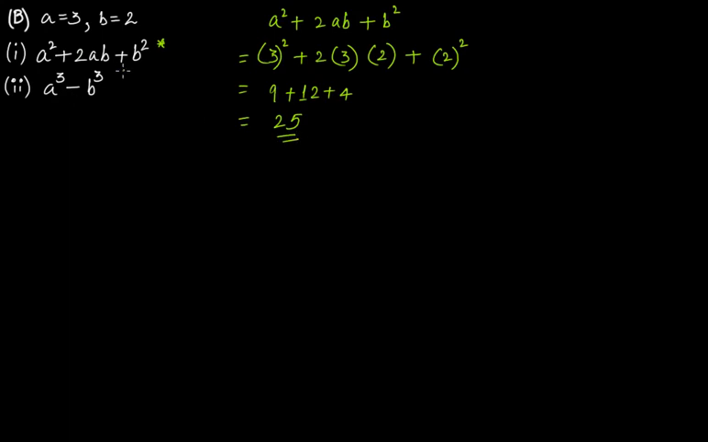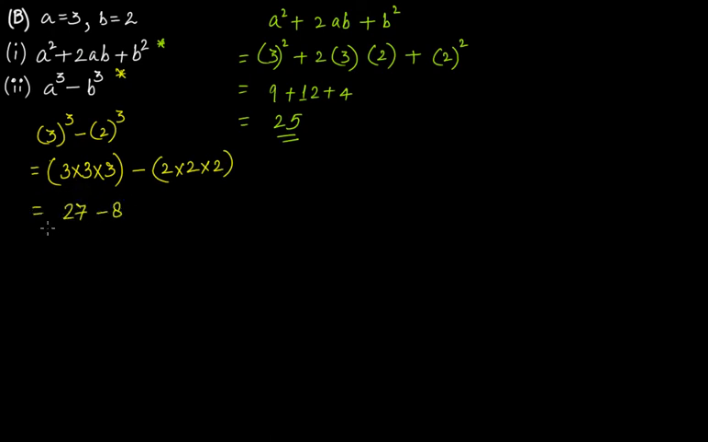For this one, a cubed minus b cubed. If you put a as 3, then this is 3 cubed minus b as 2, then 2 cubed. This gives you 3 times 3 times 3 minus 2 times 2 times 2. This becomes 27 minus 8, and you get 19. So the value of this expression when a is equal to 3 and b is equal to 2 is 19.